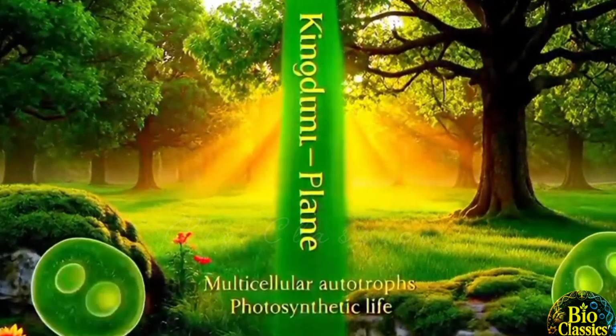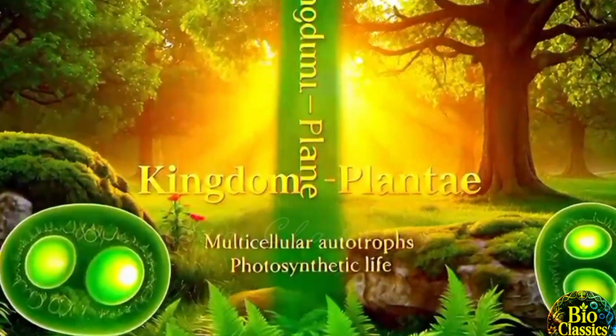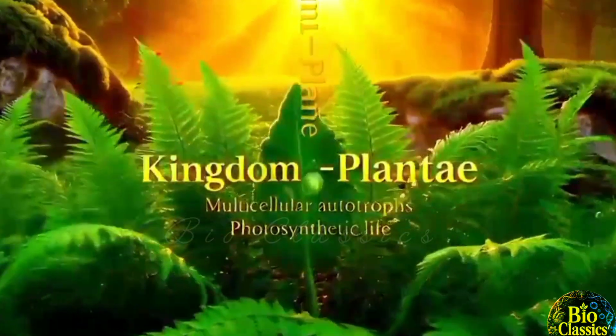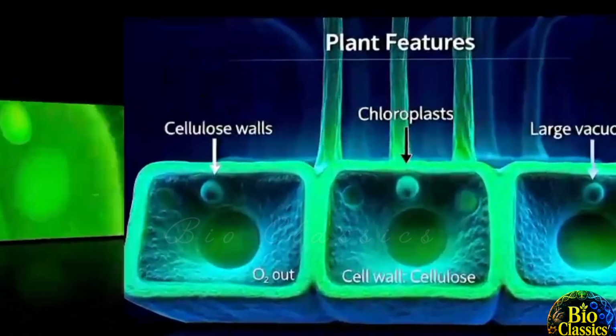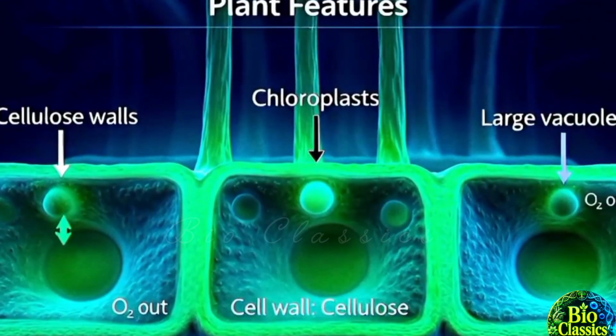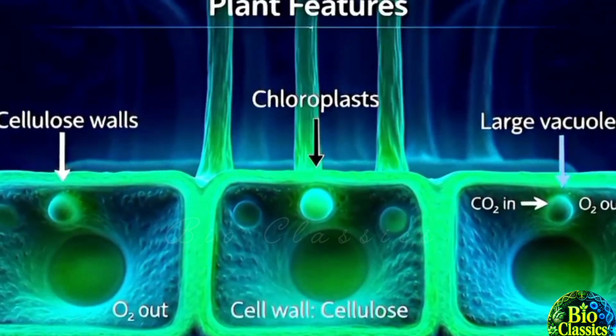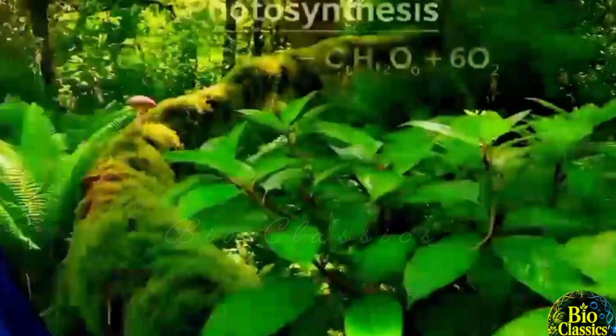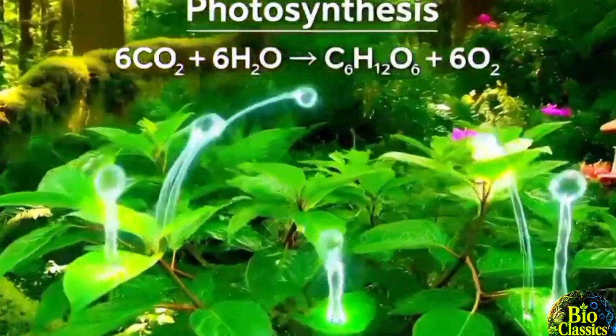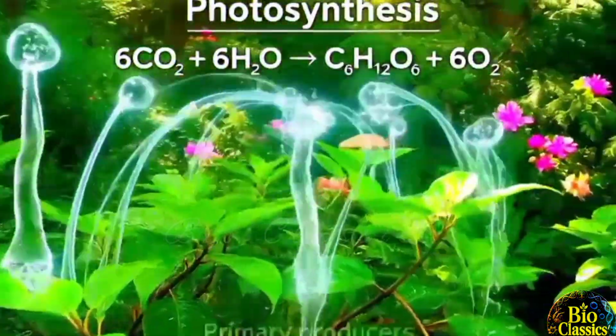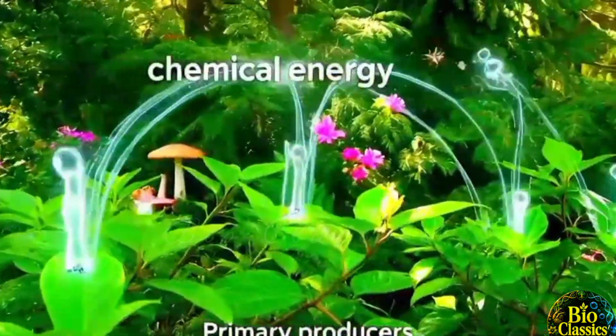Plantae includes multicellular organisms that make food using sunlight through photosynthesis. Plant cells contain cellulose walls, chloroplasts, and structures specialized for photosynthesis. Through photosynthesis, plants convert sunlight into chemical energy and support most food webs.